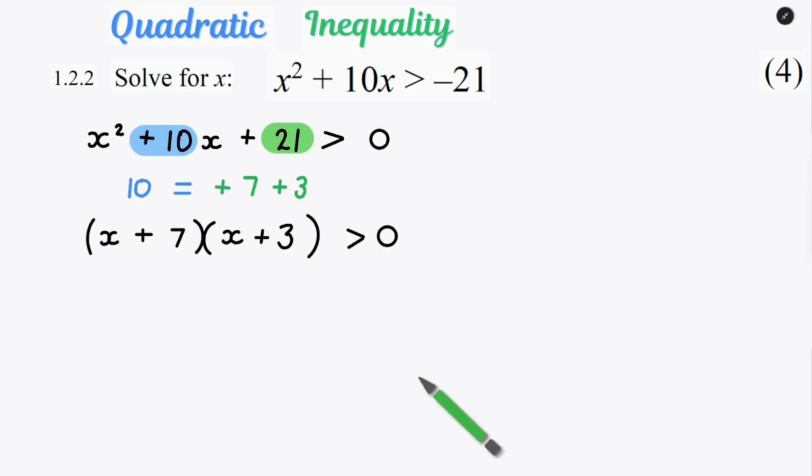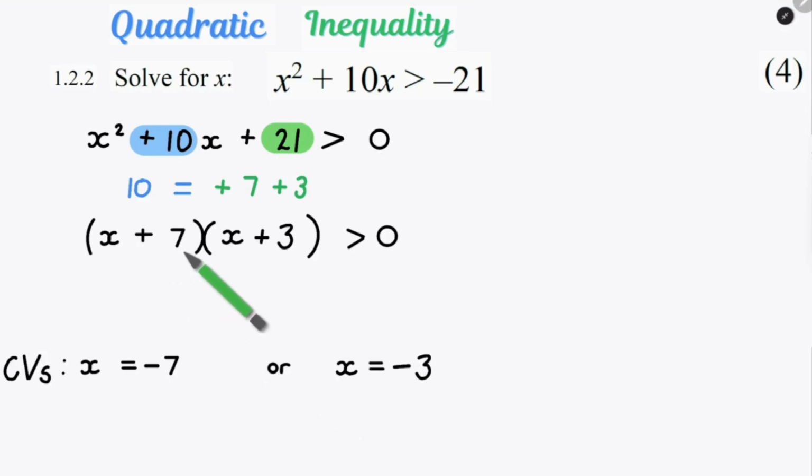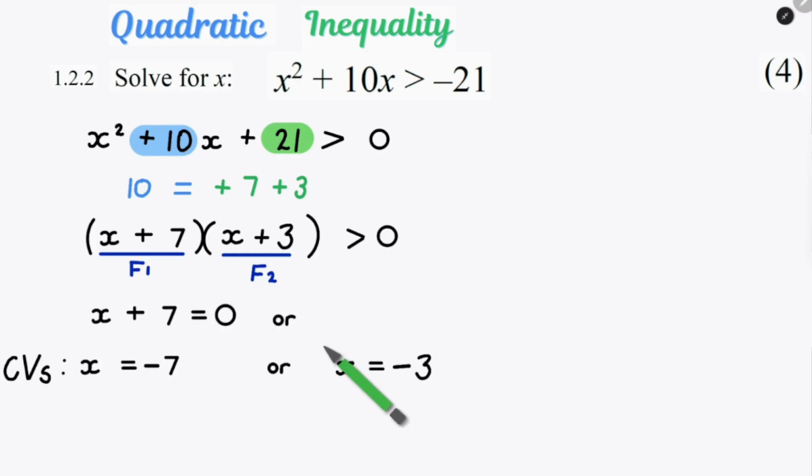Next up, we have to get our CVs. Our CVs are normally just the opposite sign of what's in the bracket, but the precise way you're supposed to get them is you look at factor 1 and factor 2 in your quadratic, and you make each one equal 0 separately, and you separate them with the word or. Then you grab the 7 and you grab the 3, take them over, and basically solve for x.